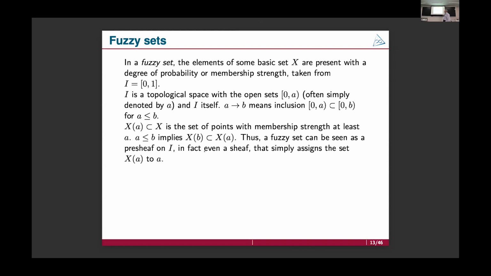So we call the points with membership strengths at least A, X of A. And as I already said, if A is less or equal to B, then XB is a subset of XA. And so therefore, such a fuzzy set can be seen as a presheaf, or in fact, even a sheaf on that interval by just assigning the set XA to the interval from 0 to A. And so that naturally satisfies these properties.